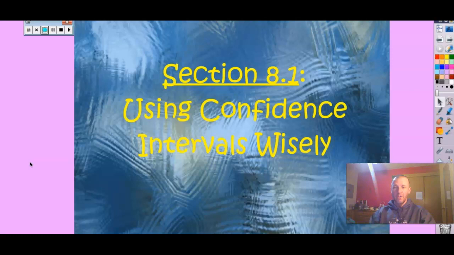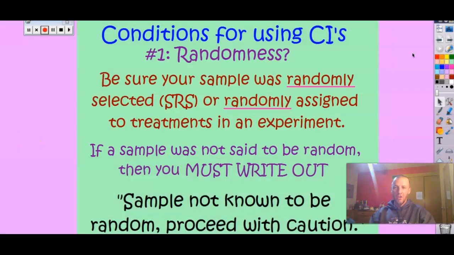So using confidence intervals wisely, in other words, what conditions will be necessary, and we will talk specifics in sections 8.2 and 8.3 when we're talking about proportions and means. These conditions are going to have to be checked every single time, and you're going to hear this a lot, but get these things locked in. Okay, here are the conditions, and they're going to be these or variations on them almost every time.